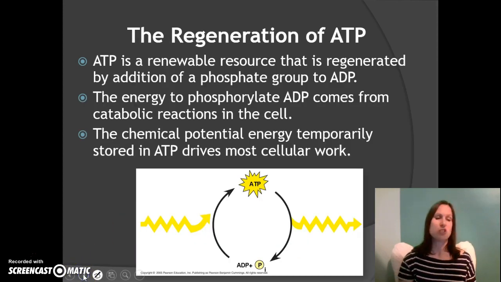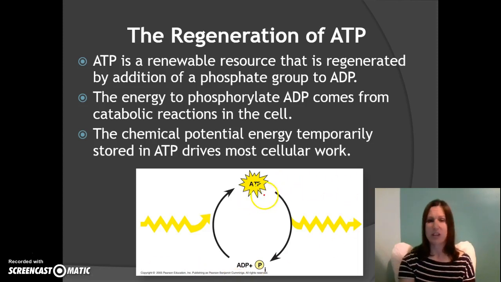So let's look really quick at the regeneration of ATP. ATP is a renewable resource that is regenerated by addition of a phosphate group to ADP. So this is a continual cycle. ATP is broken down in the process of hydrolysis, right? Addition of water, ATP, that third phosphate group is broken off, and it is used to go phosphorylate another molecule. This reaction is exergonic. E, X, E, R, exergonic. We're going to get a net release of energy here.